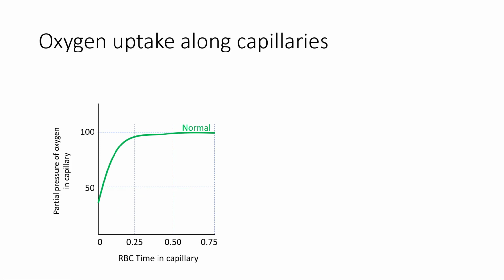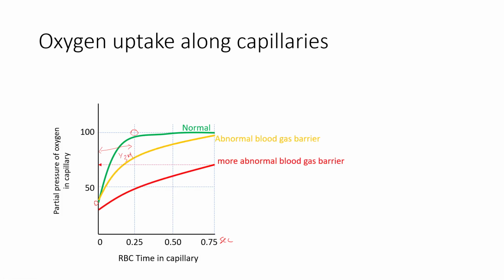So let's look at how oxygen is uptaken along the capillaries. The time taken by a red blood cell to transit the capillary is around 0.75 second. Red blood cells equilibrate with the alveolar PO2 in around 0.25 second, that is, the first 1/3 of the capillary distance. And if the blood gas barrier is severely abnormal, you see that the capillary PO2 does not reach the alveolar PO2, and thus the blood coming out to the heart is unoxygenated.